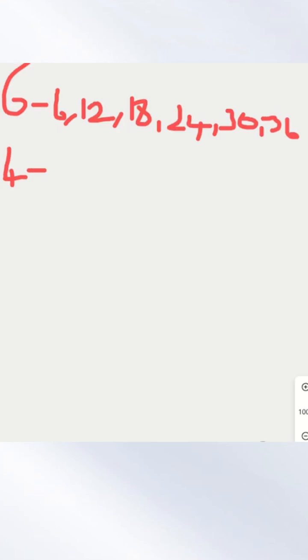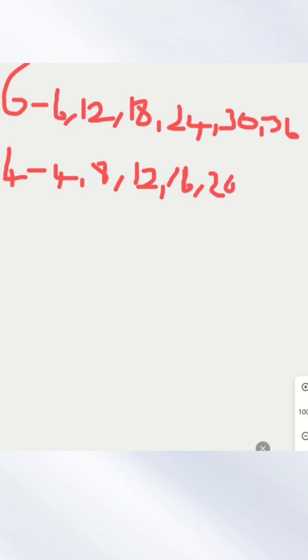Now for 4, we have 4 times 1 is 4, 4 times 2 is 8, 4 times 3 is 12, 4 times 4 is 16, 4 times 5 is 20, 4 times 6 is 24, 4 times 7 is 28, and so on. These are the multiples of this number. You can continue to list the multiples.